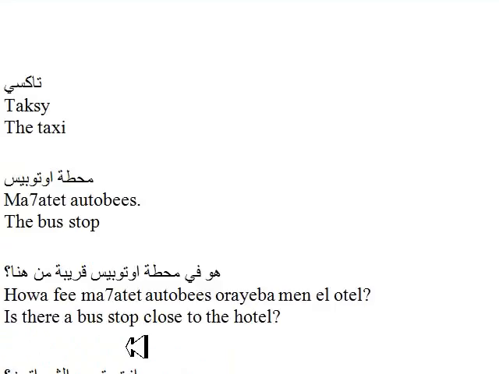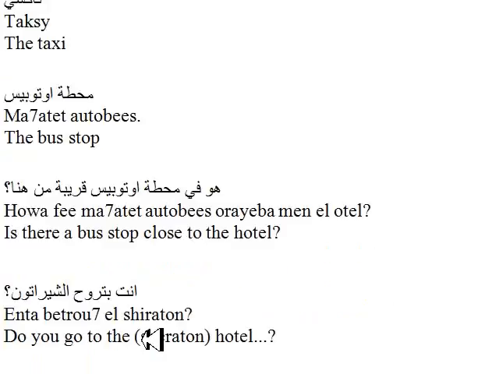The bus stop. هو في محطة أوتوبيس قريبة من هنا, or من الأوتيل. Is there any bus stop close to the hotel or close to here? If you want to say here, هنا, and if you want to say from hotel, it will be like this. So هو في محطة أوتوبيس قريبة من هنا. محطة means station, أوتوبيس means bus, قريبة it's close to, or we say from hotel, من الأوتيل.